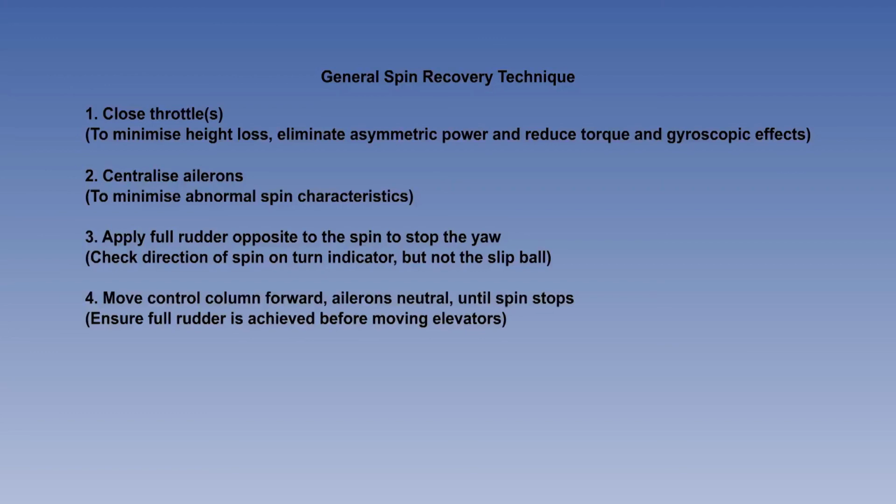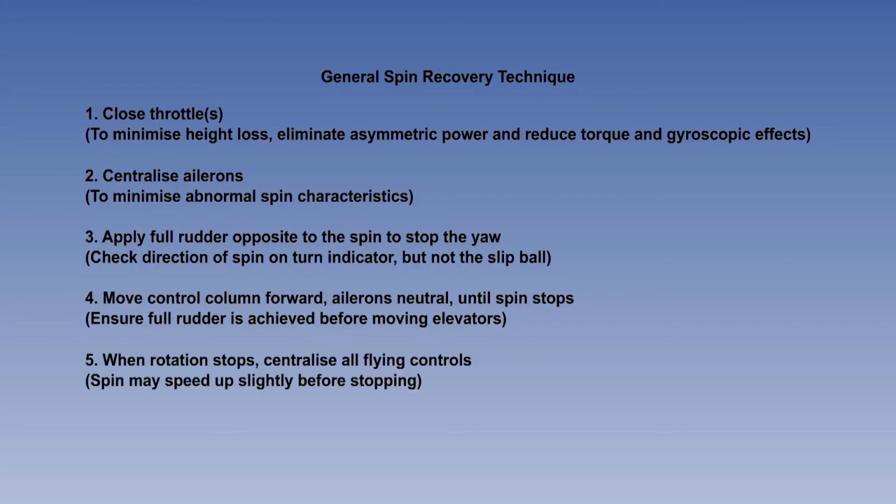Once full rudder has been applied and held, the control column should be steadily moved forward until rotation ceases. The forward movement should not be commenced simultaneously with the rudder, in order to allow the anti-yaw force of the rudder to take effect with minimum blanking from the elevator's downward movement. As soon as rotation stops, centralize all controls, particularly the rudder, as if full rudder to oppose the spin is held, the aircraft may enter a spin in the other direction.